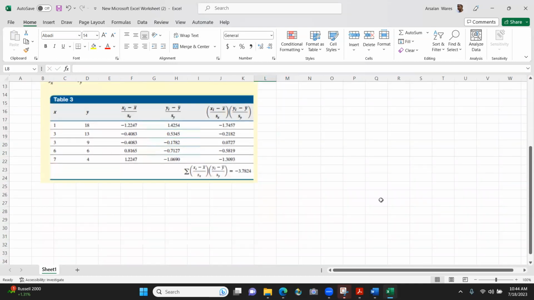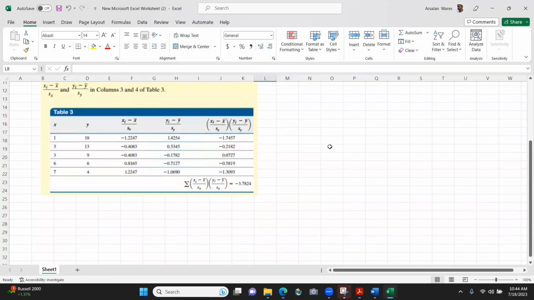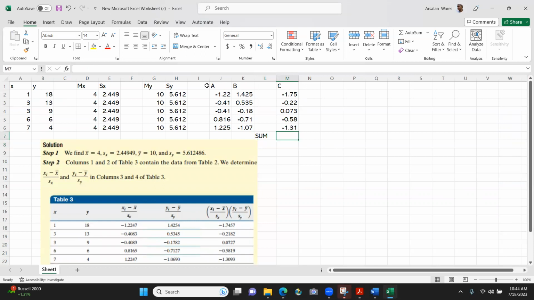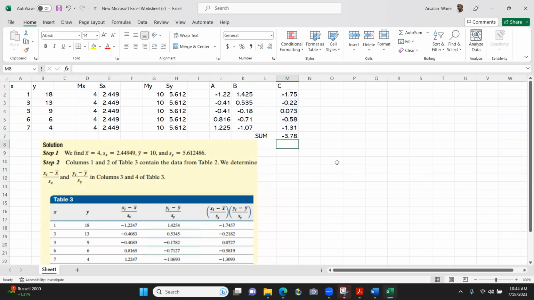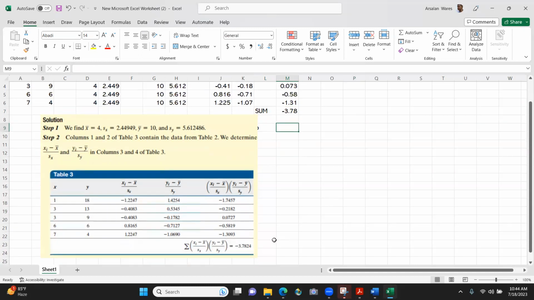And then I'm going to divide it by n minus 1. The sum of this column is this. Then I'm going to call it P. My correlation coefficient is going to be this guy divided by, what am I doing here? I found the sum and I got 3.78. So far, so good. I'm going to take the sum and divide it by n minus 1.